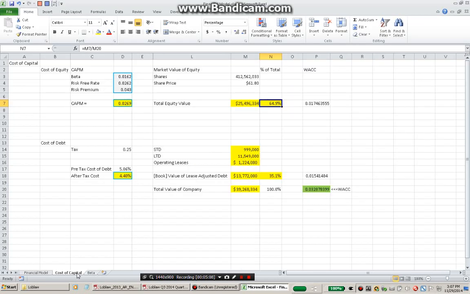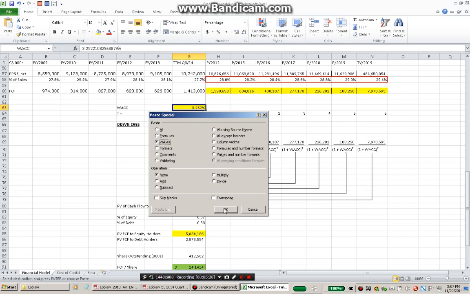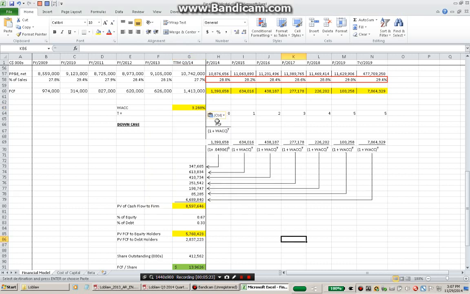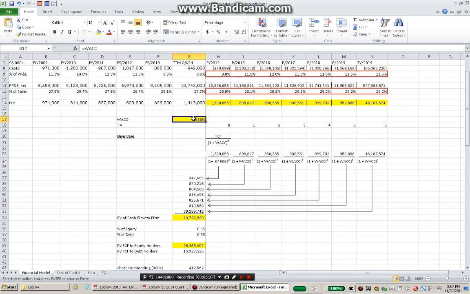and our WACC will also change. 0.328. Now copy this number, and we've got our WACC here. Paste it as a value. Okay, went down a tiny little bit, and that's linked up to the previous one.